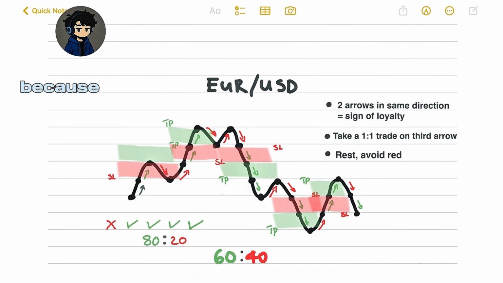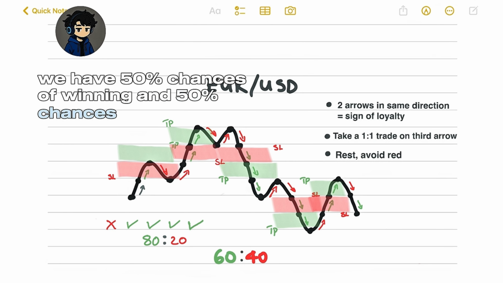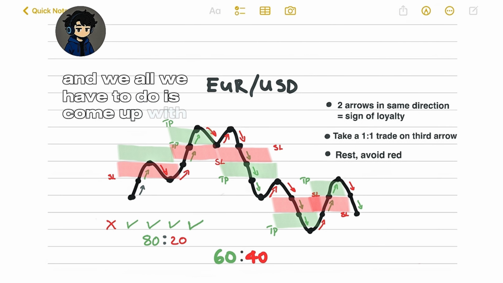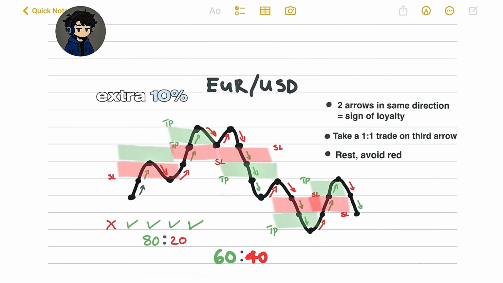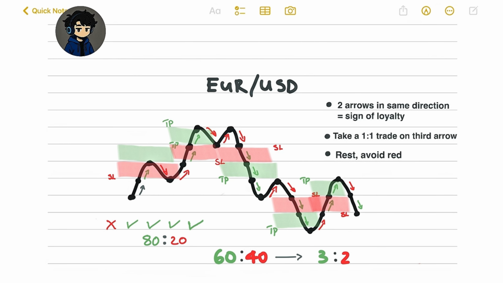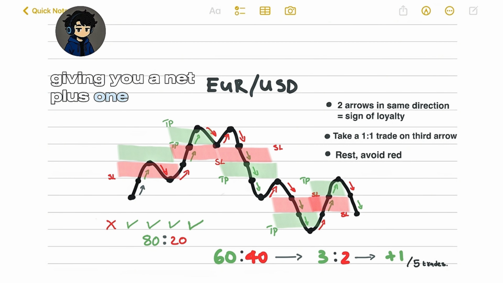Why? Because we are protected by chance. See, we take a 1:1 trade, meaning when we place the trade, we have 50% chances of winning and 50% chances of losing. And all we have to do is come up with the extra 10%. So if you're having a 60% win rate, you would be winning 3 trades and losing 2 trades out of 5 trades, giving you a net +1 per 5 trades you're taking.